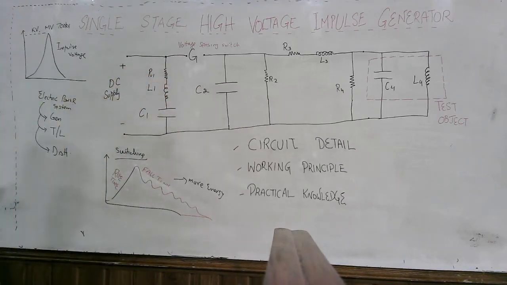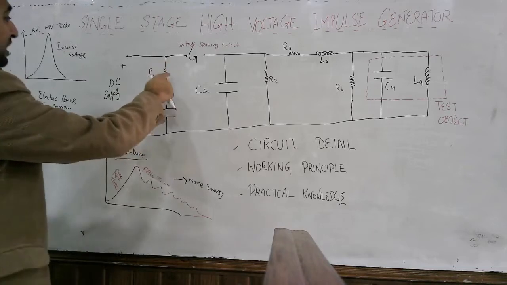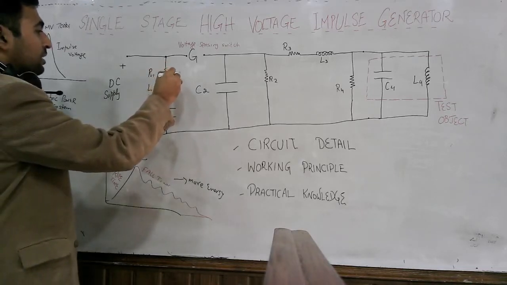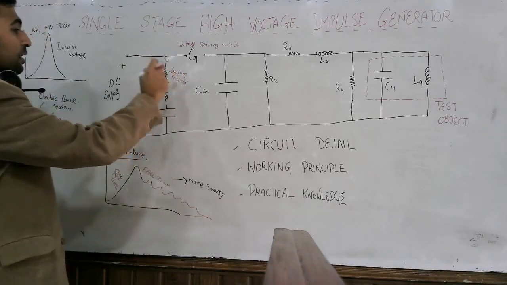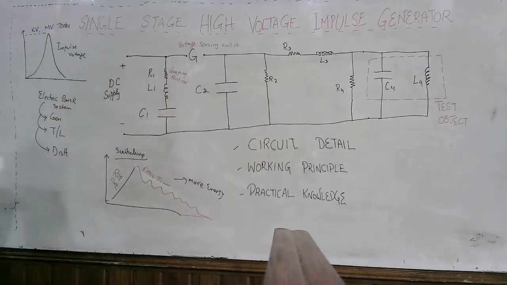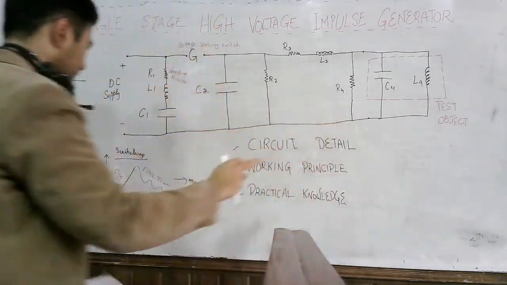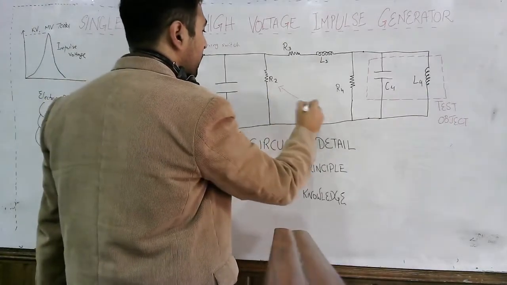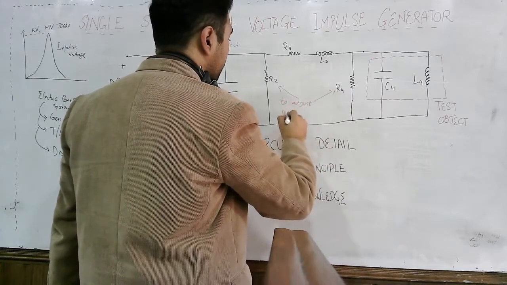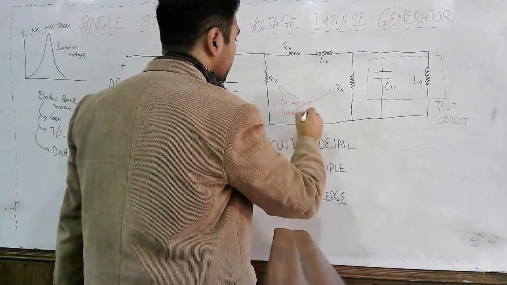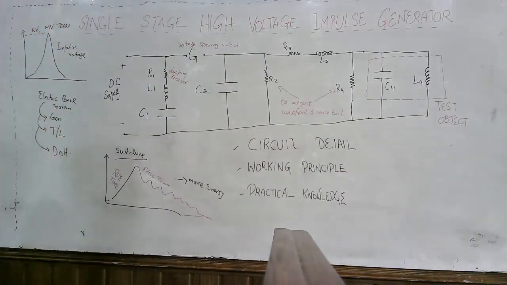Then there are other resistors, like this R1. This is also known as the damping resistor. Why is it known as the damping resistor? Because it is controlling the current flow. Then these resistors R2 and R4 are used to adjust the wave front and wave tail. What is meant by wave front and wave tail?